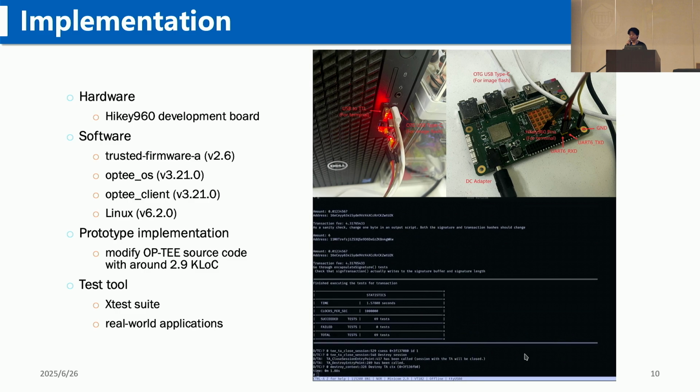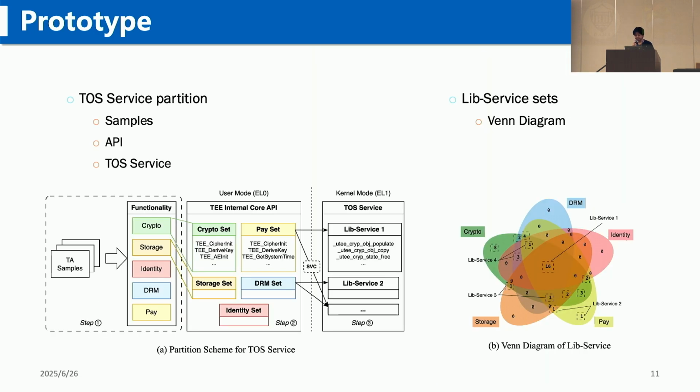We implement a prototype of Chameleon on Linaro's OP-TEE. Our system is developed on the HiKey 960 development board. The implementation requires about 2,900 lines of code changed to the OP-TEE source. In our prototype, we provide a method to partition TOS service.